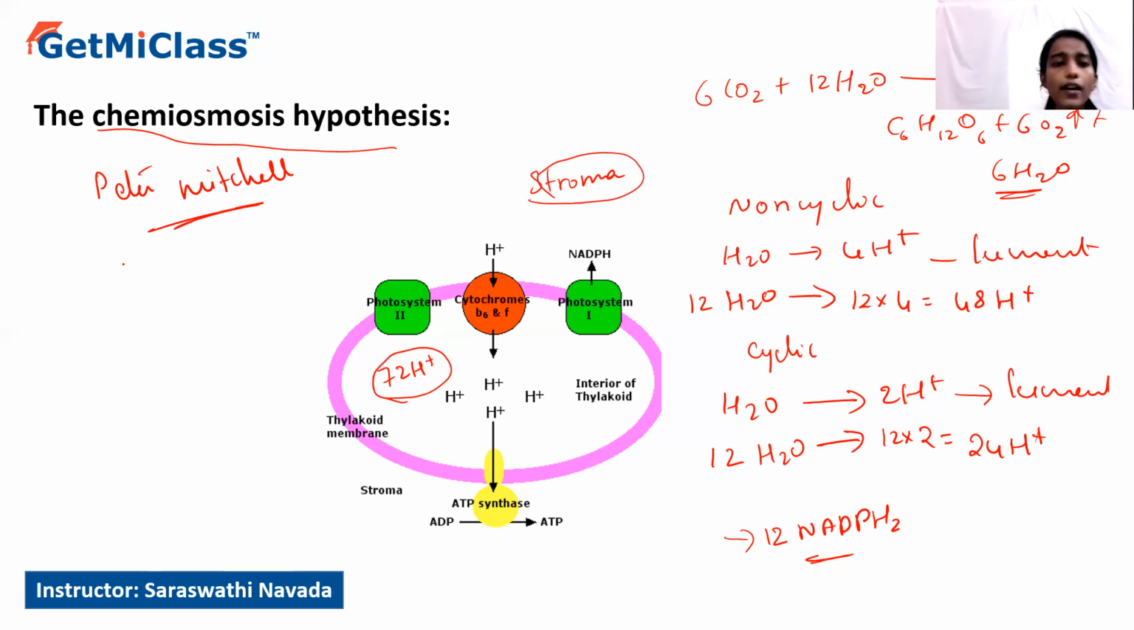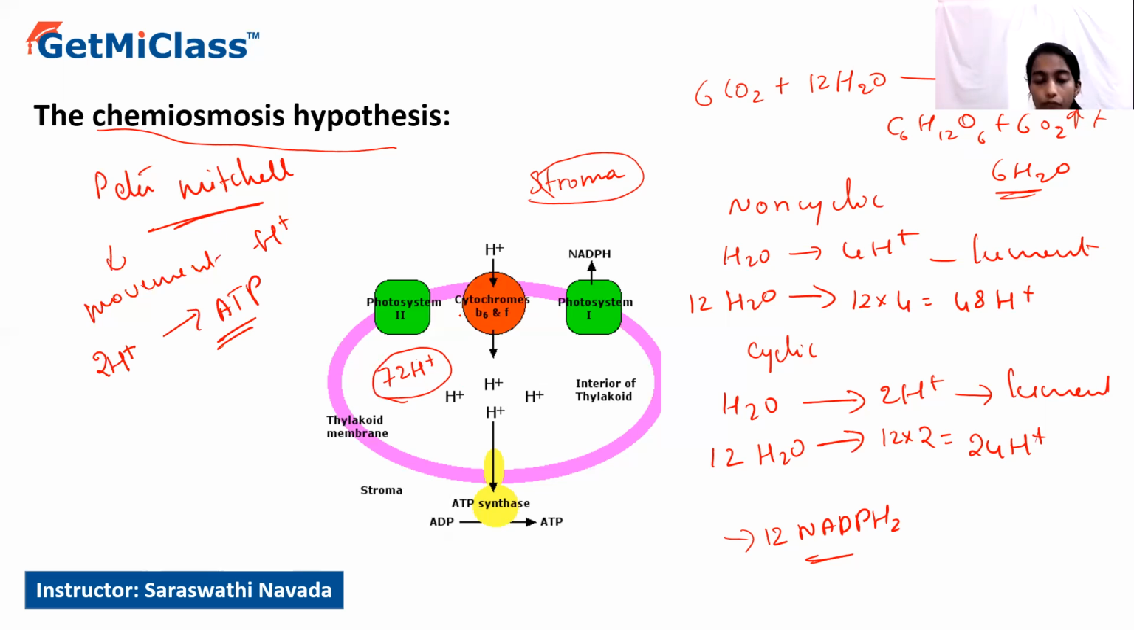So it is concerned with the movement of hydrogen ions. According to this chemiosmotic hypothesis, every 2 hydrogen ions that are pumped from the lumen to the stroma are coupled with the synthesis of 1 ATP molecule. That is according to the chemiosmotic hypothesis. How that is possible, we will see.